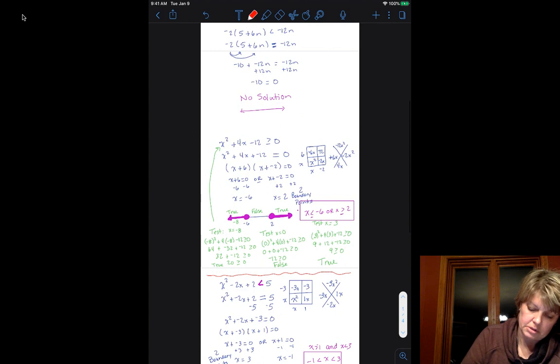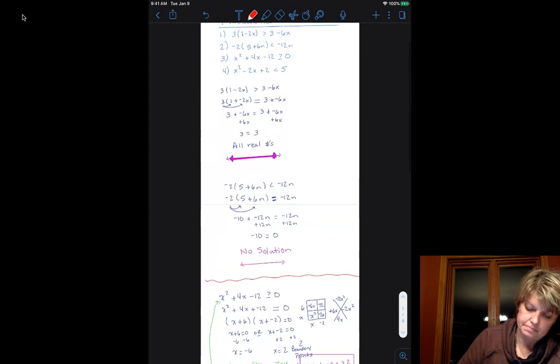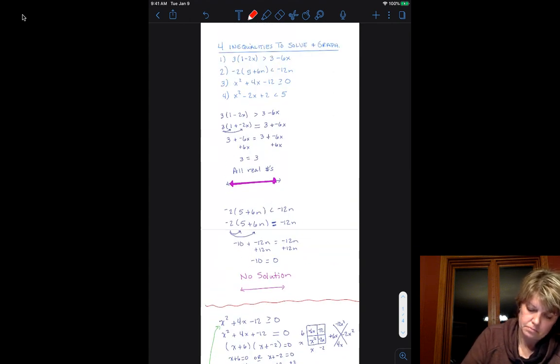I'll get better at this as time goes on too, trust me. There are all the 4 problems.